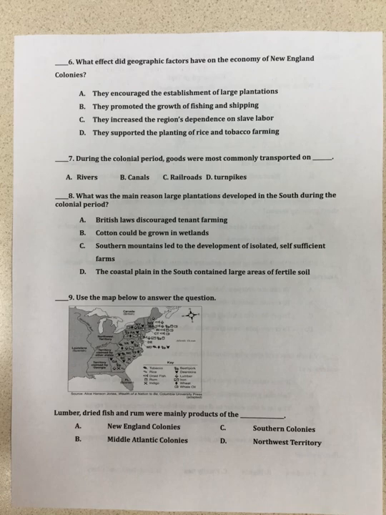Question number 8. What was the main reason for large plantations developed in the South during the colonial period? Is it A, British laws discouraged tenant farming, B, cotton could be grown in wetlands, C, southern mountains led to the development of isolated, self-sufficient farms, or D, the coastal plain in the South contained large areas of fertile soil?